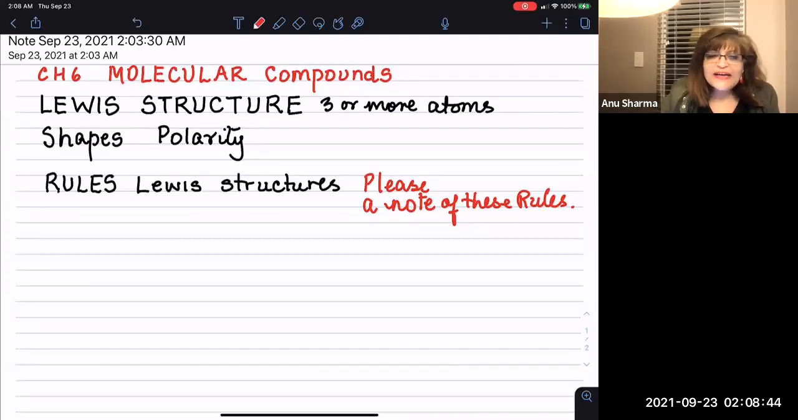Hi guys. Okay, so now we're looking at drawing the Lewis structures that contain three or more atoms in a molecule. And then we'll look at the shapes and we will look at the polarity.